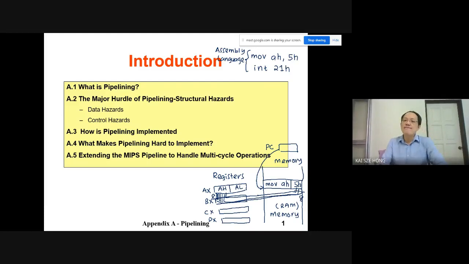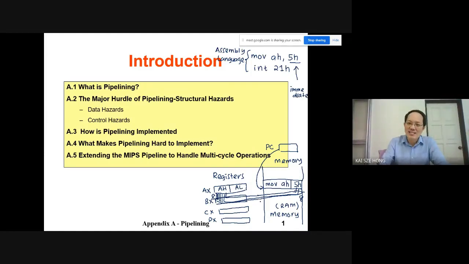So this 5H will be transferred from the memory, from your instruction. Let's say this is immediate. For example, if we have the immediate numbers, this 5H will be transferred directly to the AH. How can they do this?